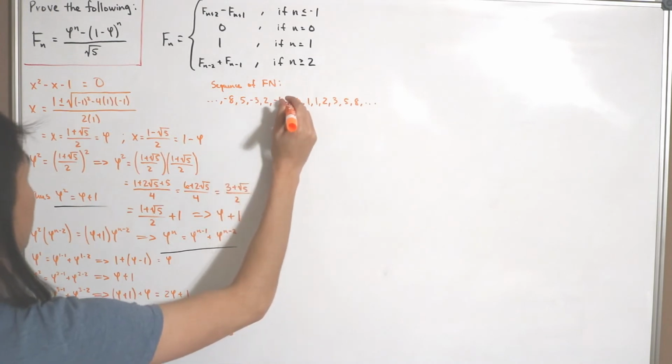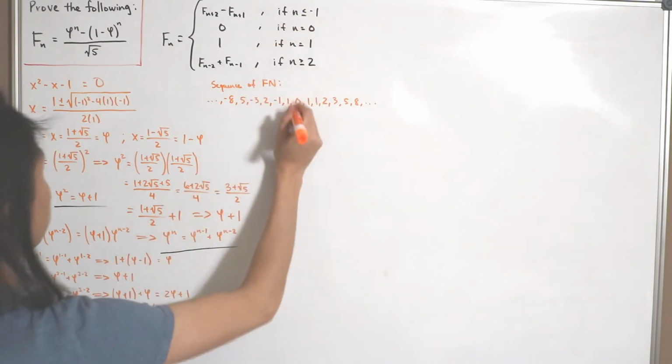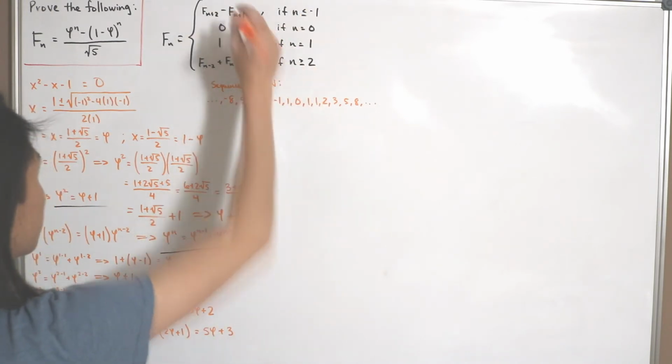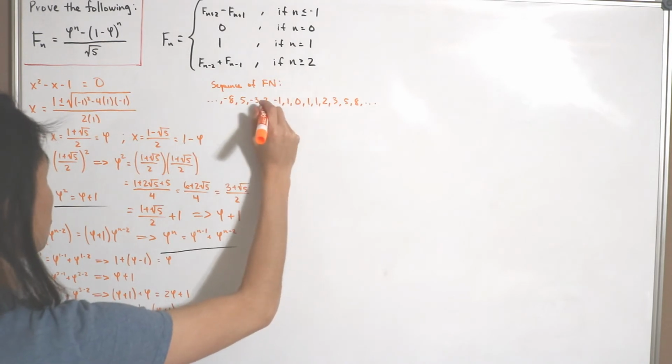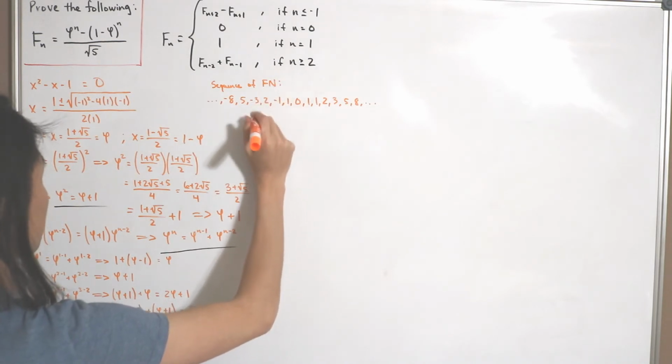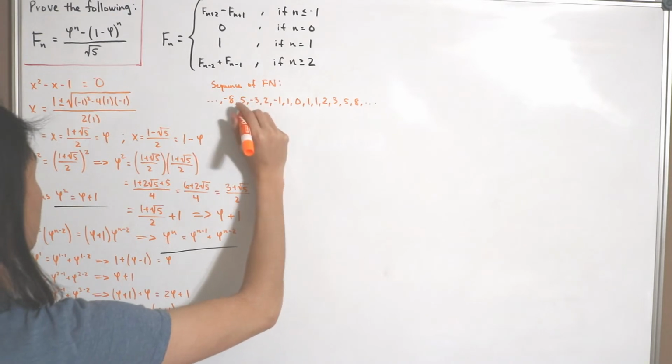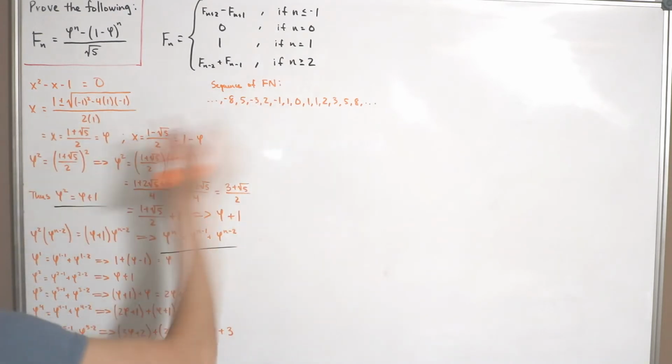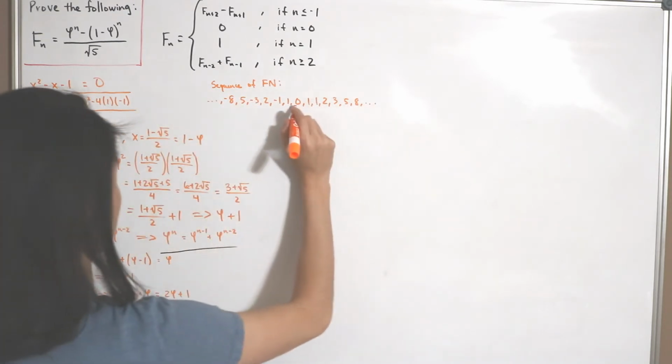We start off with n equal to negative 1, which correlates with this. Then subtract that from here. So 1 minus negative 1 is 2. Then negative 1 minus 2 is negative 3. Then 2 minus negative 3 is positive 5, and so on and so forth. We go backwards. And then from the positive side over here, we just start off with n equals 0.